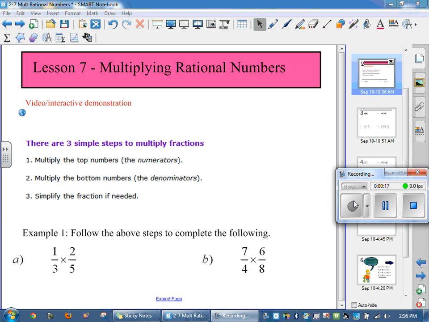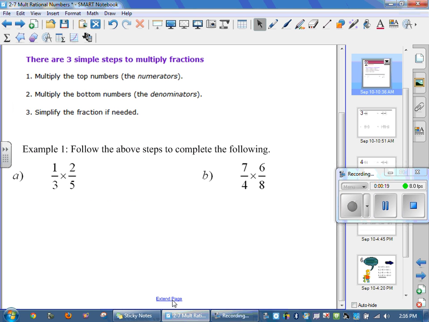So let's take a look at the bottom numbers. So, first of all, what are the rules? We have 3 rules. Okay? To multiply: multiply top numbers by top numbers. Multiply bottom numbers by bottom numbers. And then reduce the fraction. That's all it is. Super duper easy.